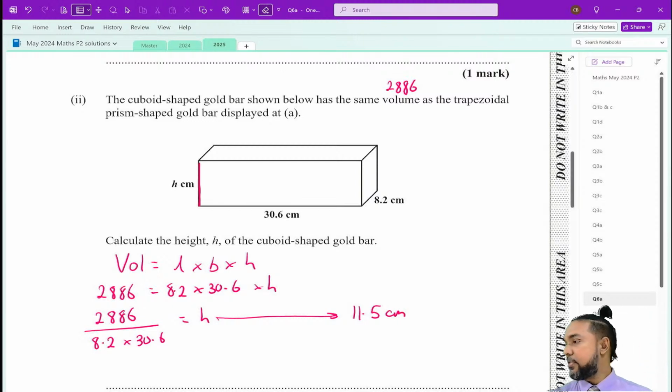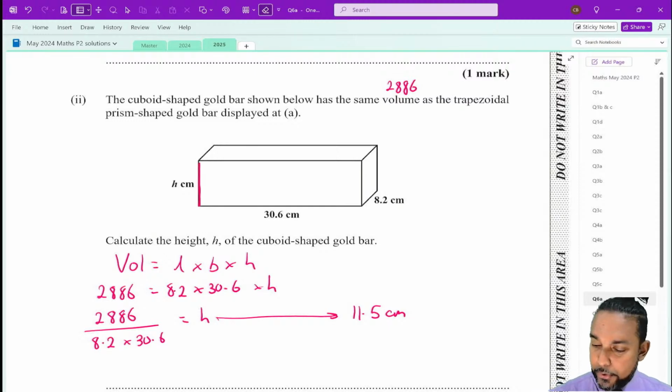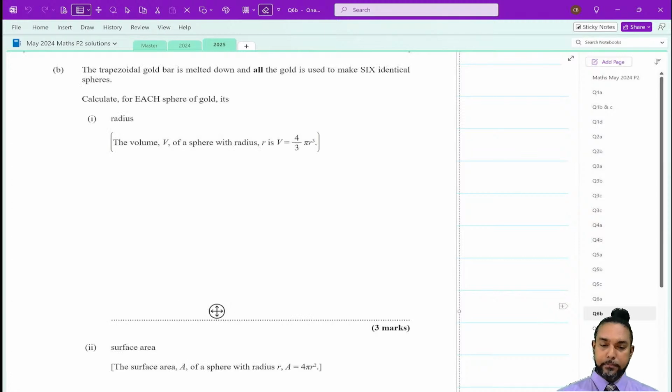There's a standing instruction on the front of the paper that says any non-exact values can be rounded off to 3 significant figures and angles to 1 decimal place unless the question specifies differently. All right, cool. Now, let's check out part B.